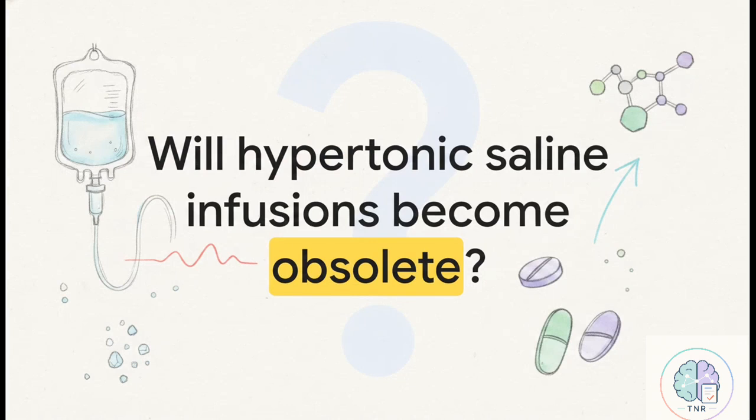So, as we wrap up this incredibly detailed, point-by-point look at the SIADH treatment algorithm, it leaves us with a fascinating question. With highly targeted drugs like conivaptan evolving so rapidly, are we eventually going to see the dangerous tightrope walk of 3% hypertonic saline become a thing of the past? It's definitely something to think about.